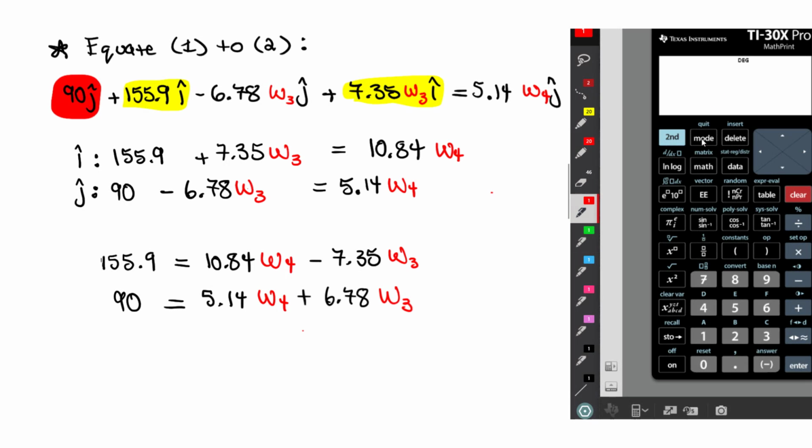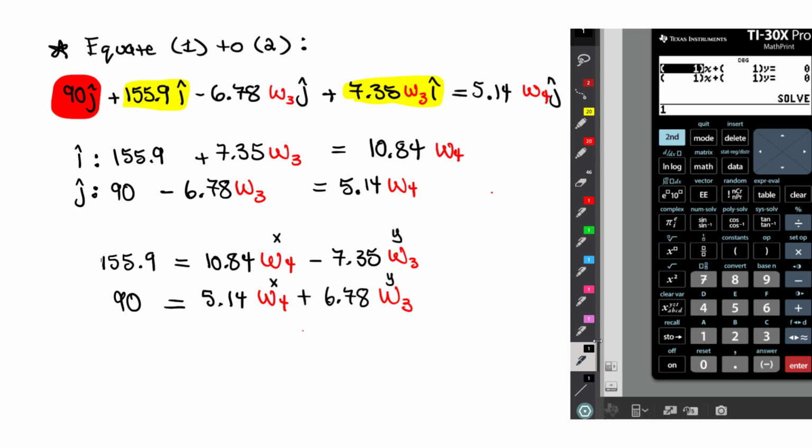Next, what you can do is use your TI-36X Pro that's allowable on the FE exam. Go to second, system solve, 2 by 2 linear, and plug in what we have. Let me denote these here: this is my X, this is my Y, this is my X, this is my Y. When I solve for this, the X is omega 4 and the Y is omega 3.